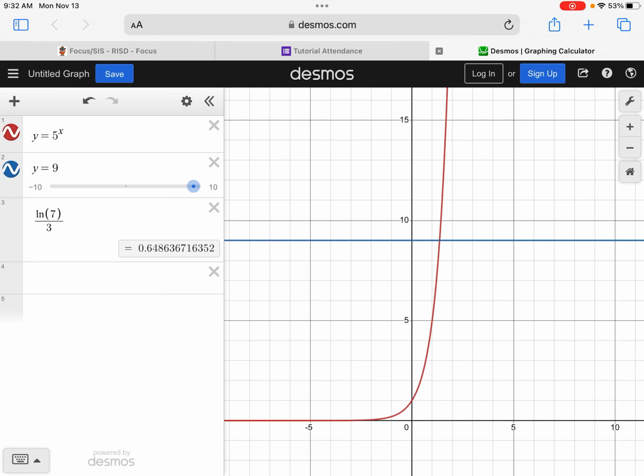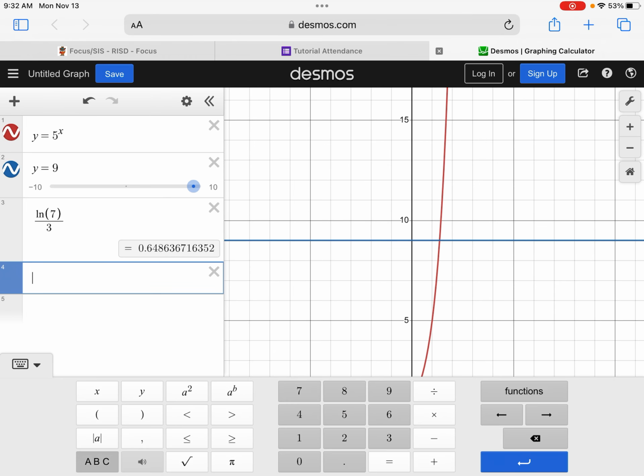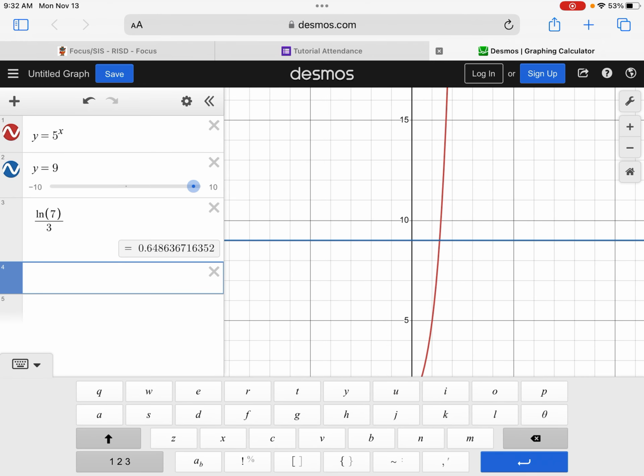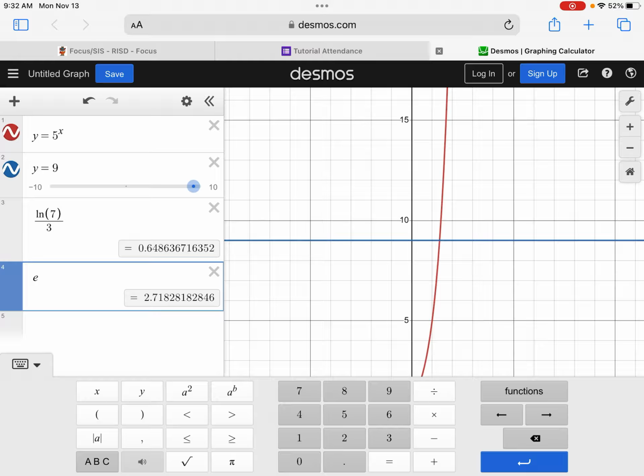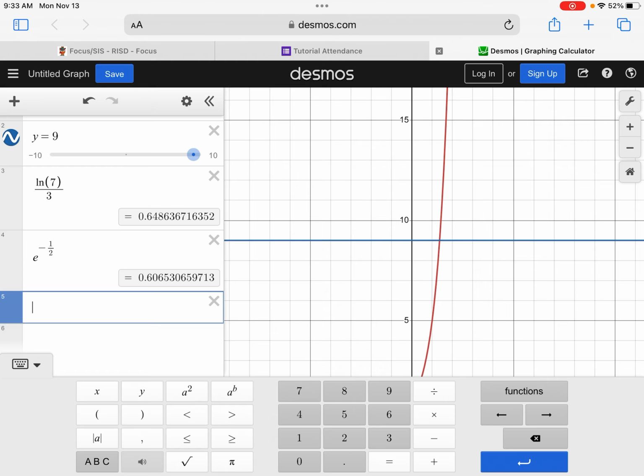So to get e, go to the ABC keyboard and type the letter e. You'll see in the line that it gave you that 2.718 number, so it knows what e represents. Then go back to your math keyboard, to the power of negative 1/2. Make sure that the negative 1/2 stays in the exponent. If it doesn't, use parentheses as needed and hit enter.